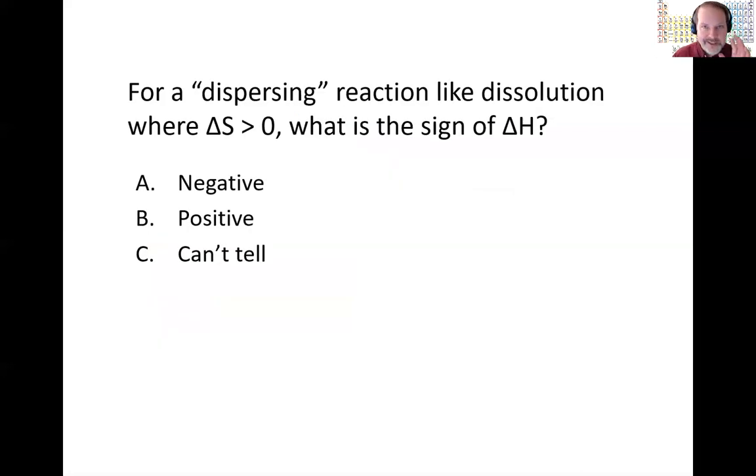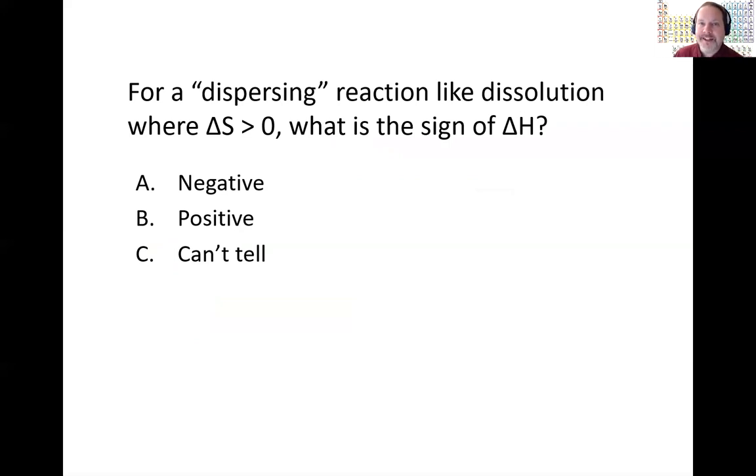Now, I like to throw in this question to see if students remember for a dispersing chemical reaction, the dissolution, like dissolving something, and that means delta S is positive, you're spreading it out. What's the sign of delta H? So I had taught this in some previous lessons. I wanted to see if they still remembered the connection here. What do you think?